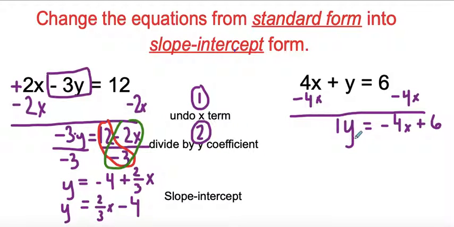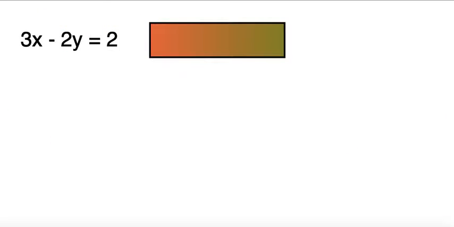It says divide by my y coefficient. Well, my y coefficient is 1, so dividing by 1 isn't going to do anything for me. So this was really a pretty simple one-step problem. I already have slope-intercept form, y equals negative 4x plus 6. Okay, let's just try one more with those two steps. So pause the video at this point and do this one for yourself and see what you get. Remember those two steps, right? We're going to undo our x term, and then we're going to divide by our y coefficient.